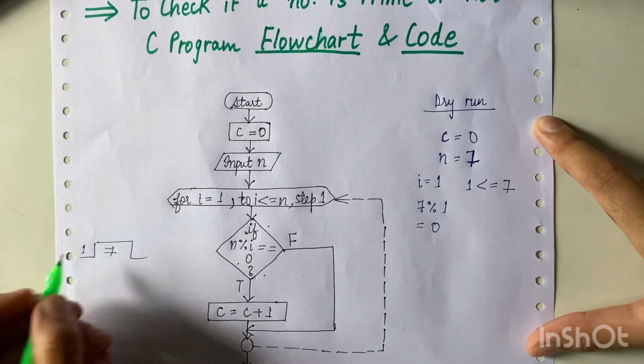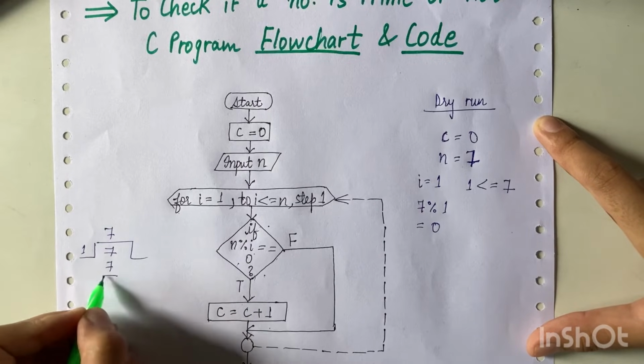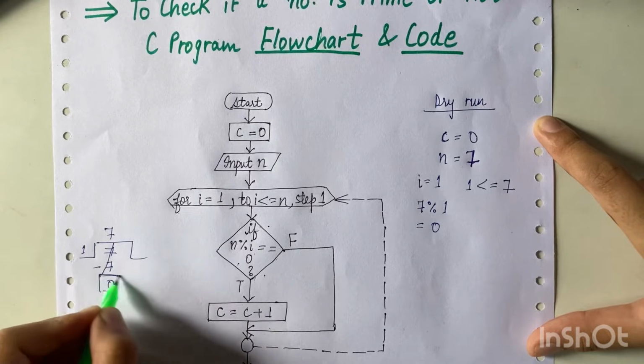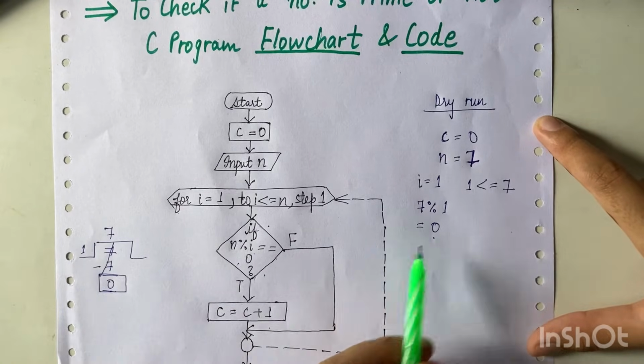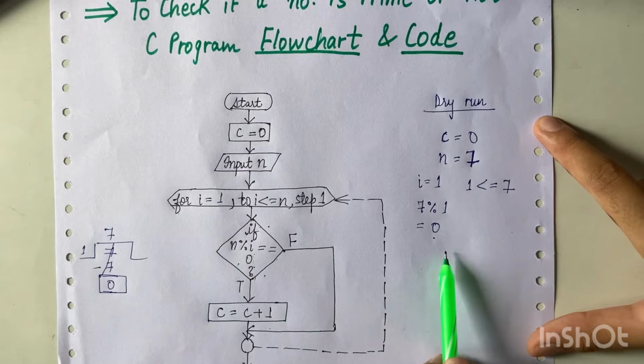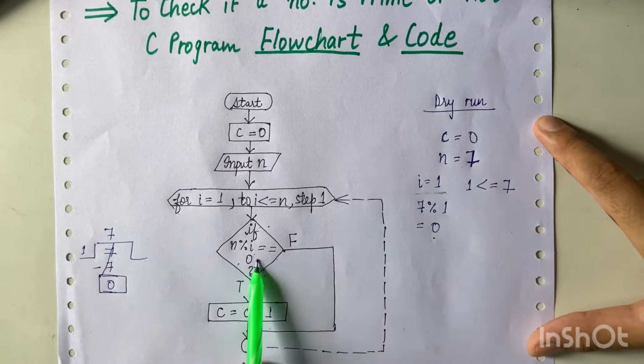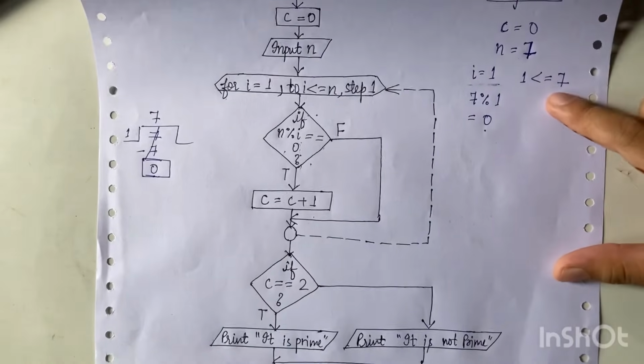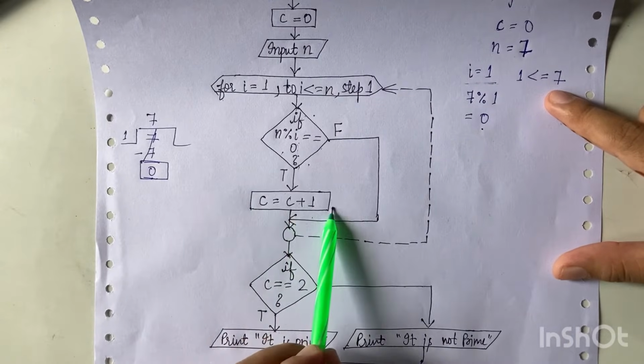7 by 1. 1 sevens are 7, 0. Okay, this is 0, right? That means the remainder is 0. So if this is 0, and for this case, for i equals 1, this condition is true. It will get inside the if block, and the value will increment.